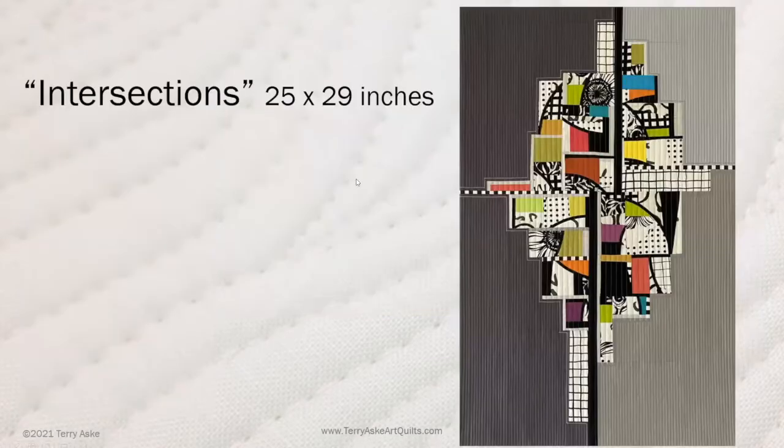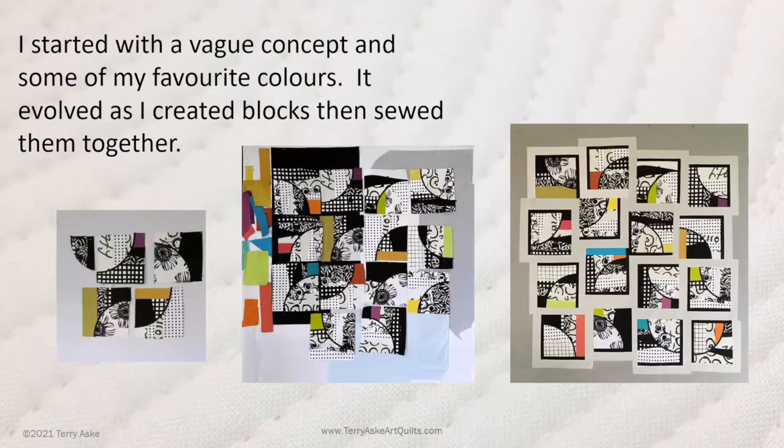So the first one is Intersections. It's 25 by 29 inches. It's quite modern and abstract. And I started this one with a very vague concept. I started it in May of 2020. I wasn't really sure what the end result was going to look like. So I picked some of my favorite colors, which are brights with black and white, and just started creating some quilt blocks, put them on my design wall.